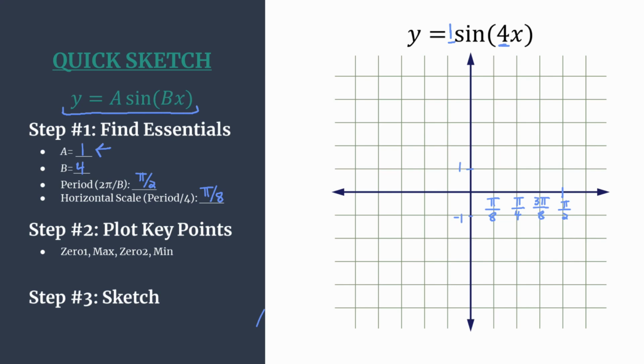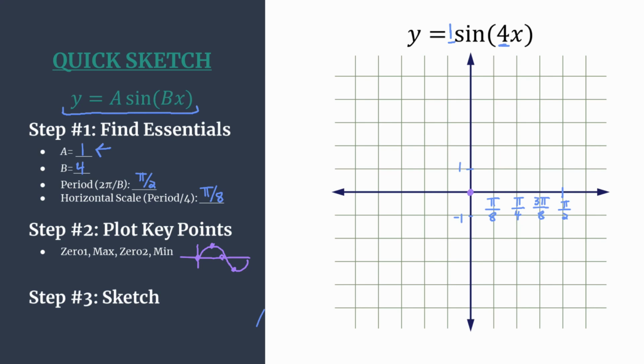All right, so now we're ready for step 2. We're plotting our key points. The sine pattern is 0, max, 0, min. Our parent sine graph typically looks like this, just as a quick sketch. So for our graph, we have everything we need. It's all set up. Start at the origin with 0, 1.